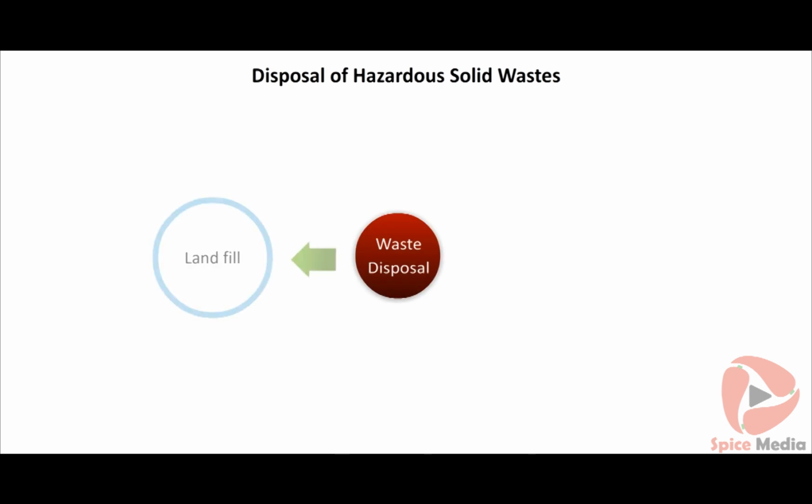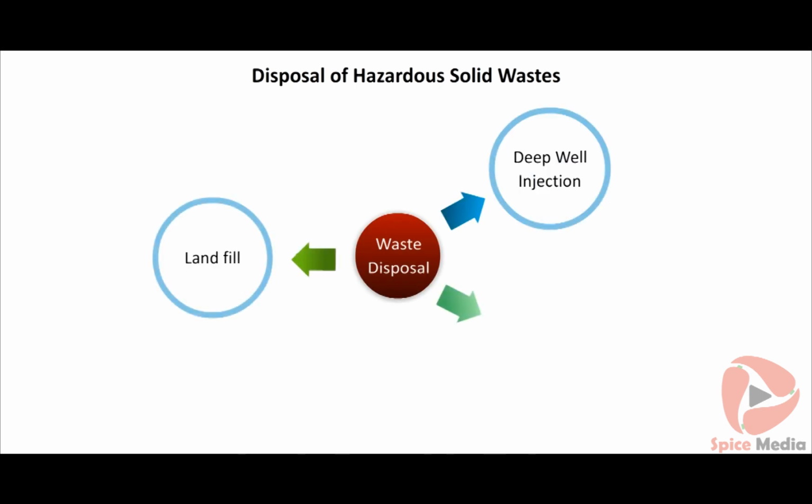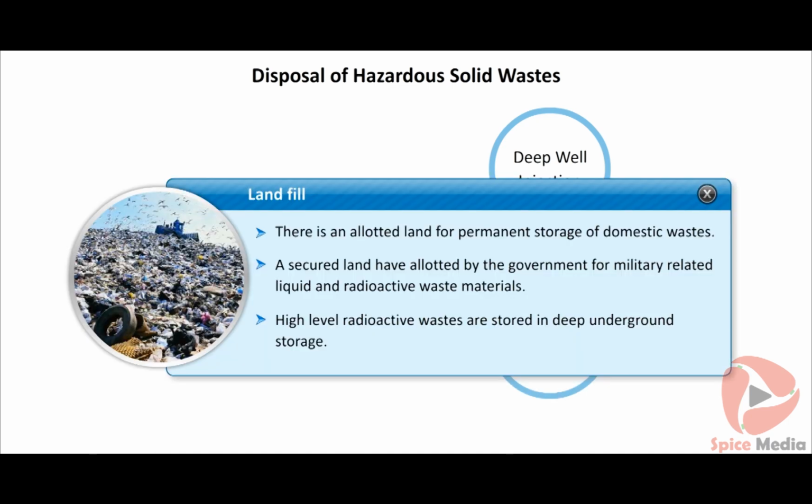Disposal of harmful waste materials can be carried out in three different methods, namely landfill, deep well injection and incineration. Landfill. There is an allotted land for permanent storage of domestic wastes. Secured lands have been allotted by the government for military-related liquid and radioactive waste materials. High-level radioactive wastes are stored in deep underground storage.